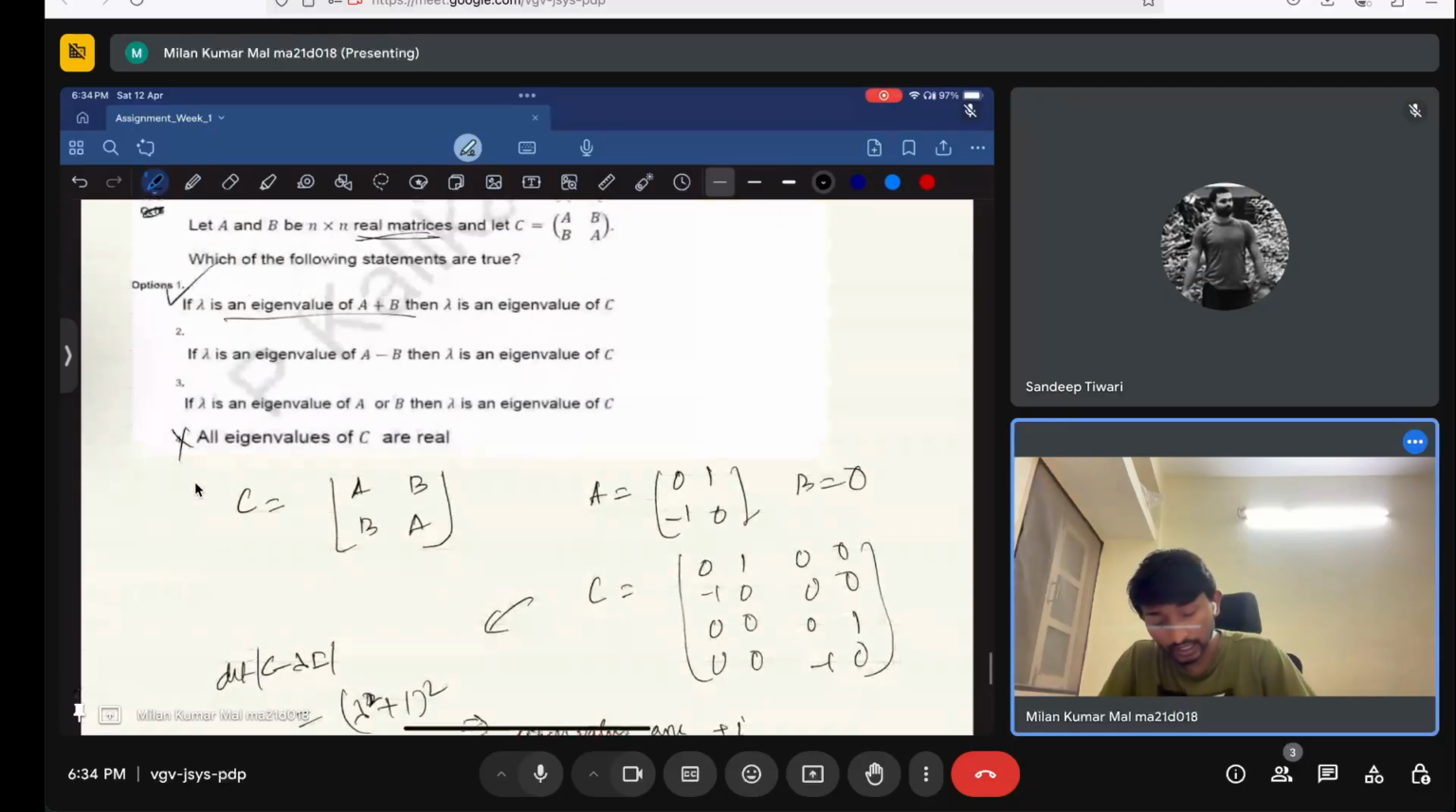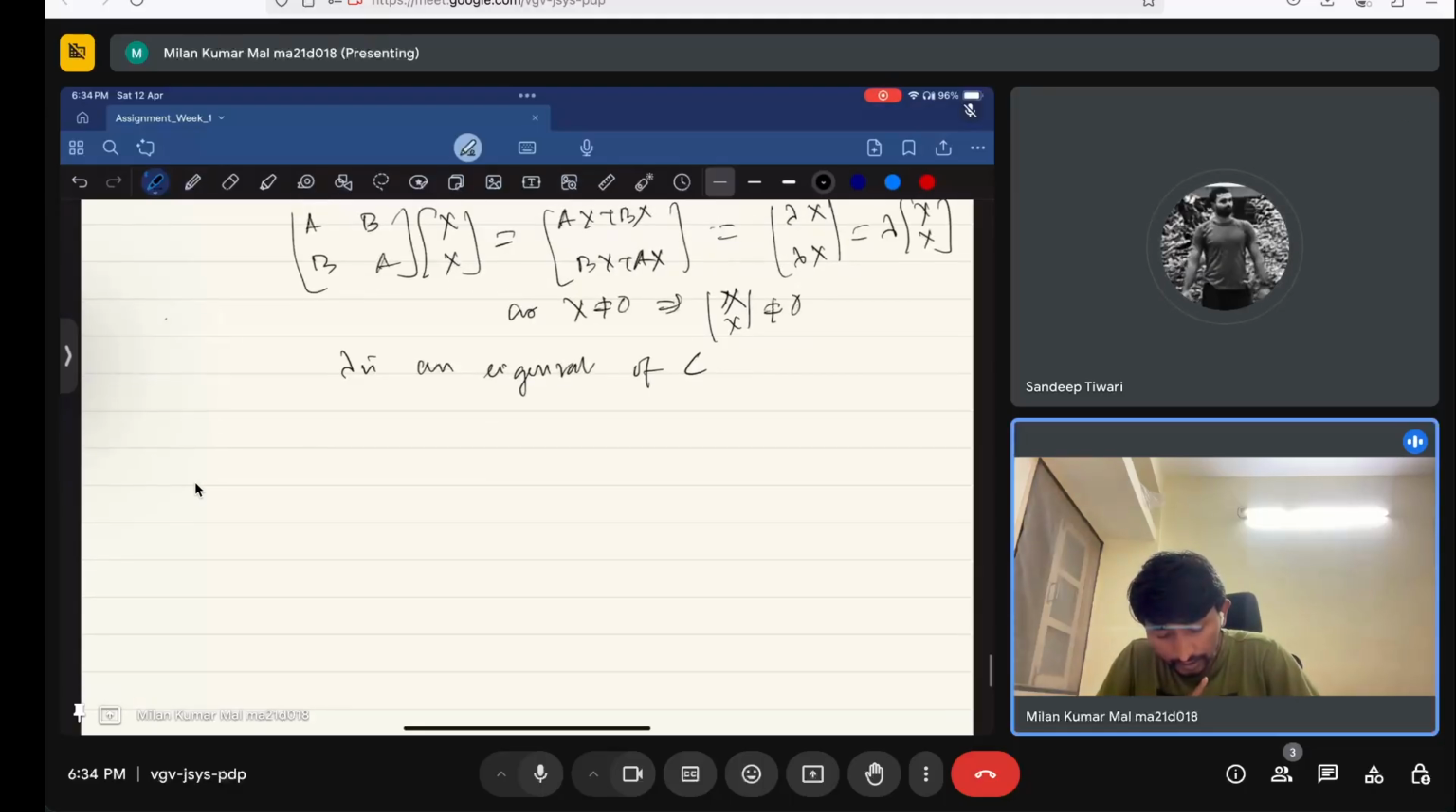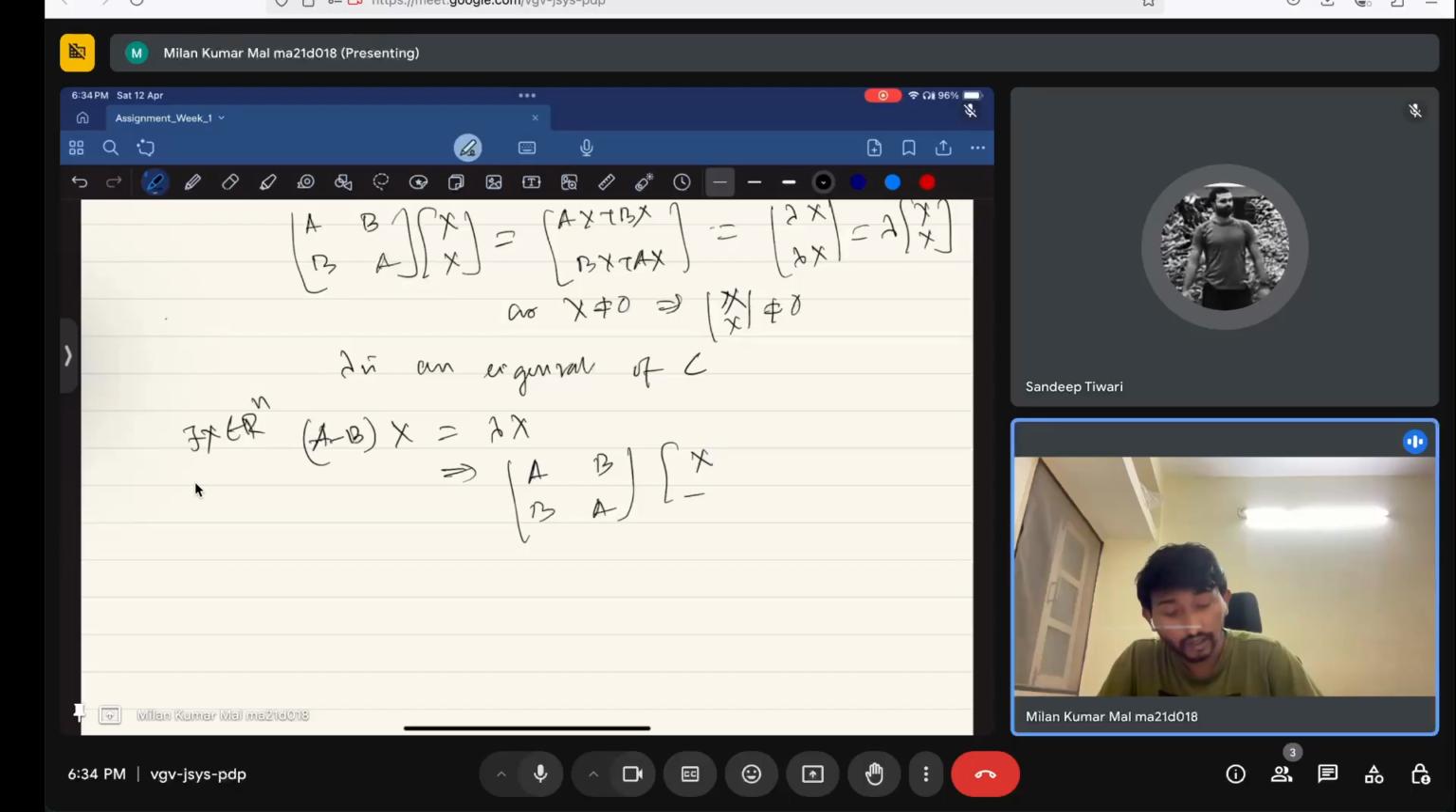The first option is correct, and I think the other two options will be false, but let's check. If lambda is an eigenvalue of A minus B, then whether lambda is an eigenvalue of C: this is also true. (A minus B)x equals lambda x. That implies there exists an x belonging to Rn such that this will happen. So therefore, for the block matrix A, B, B, A, we have to take the vector x, minus x, right?